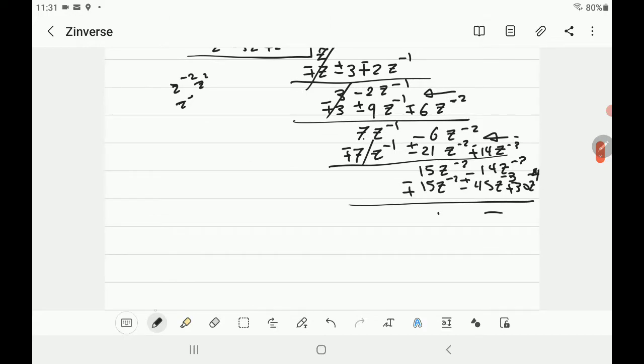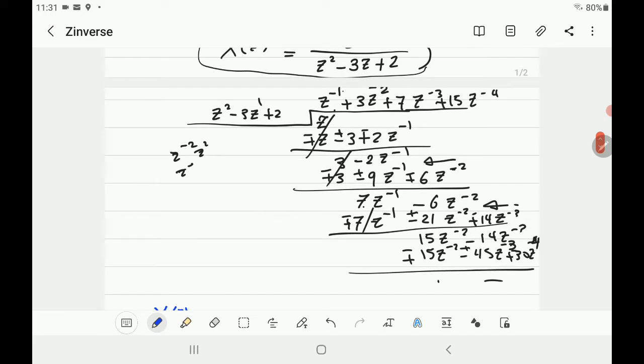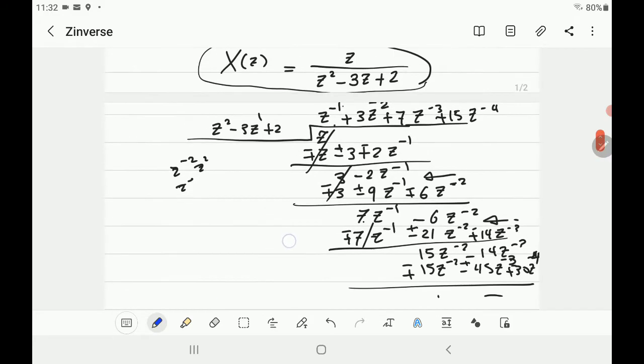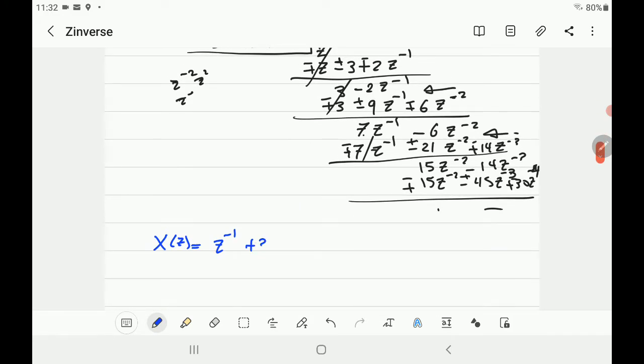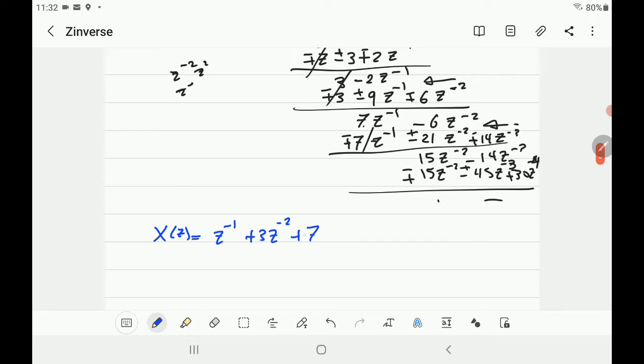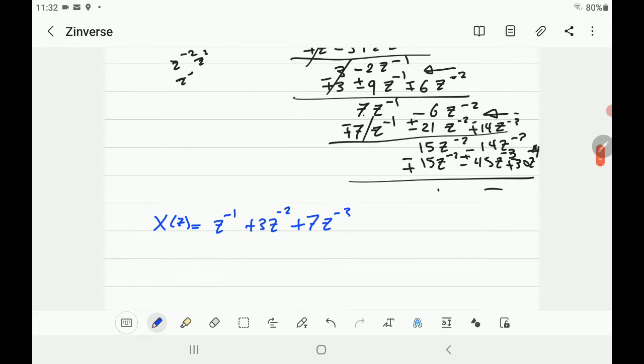Now I can write x of z in this way. X of z, when you divide it, the result you got here: z^-1 plus 3 z^-2, plus 7 z^-3, plus 15 z^-4. That's what you got. You can continue, of course, but that's what you got.